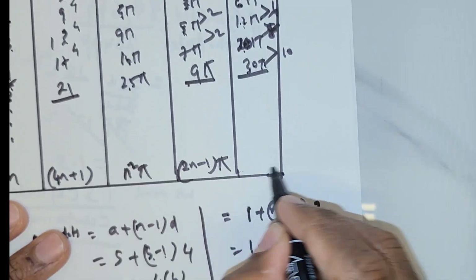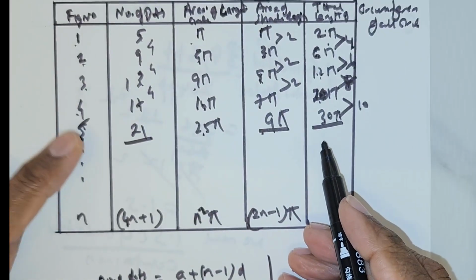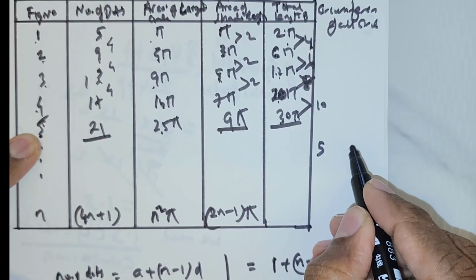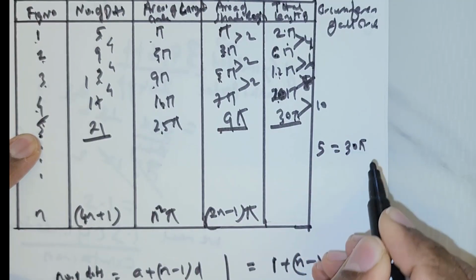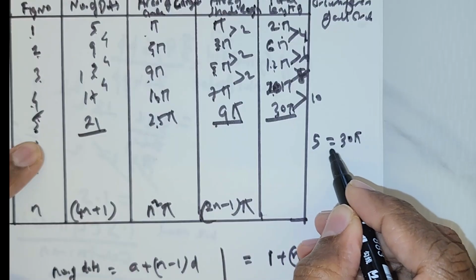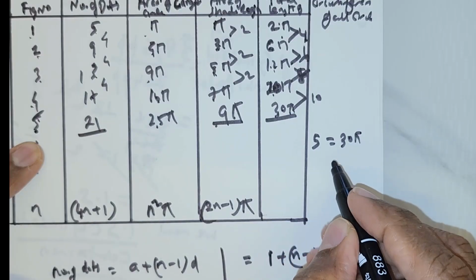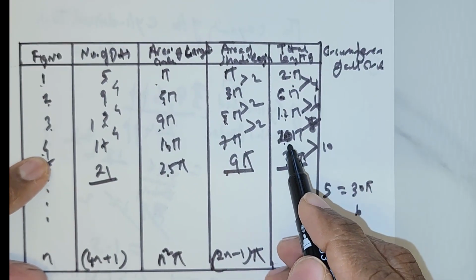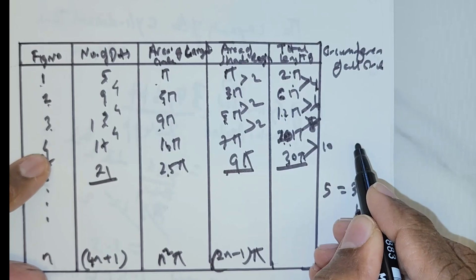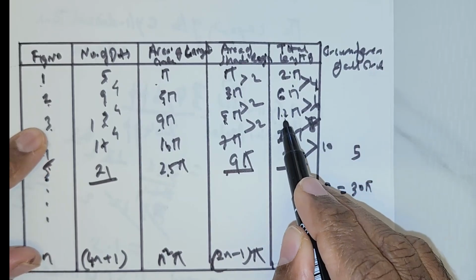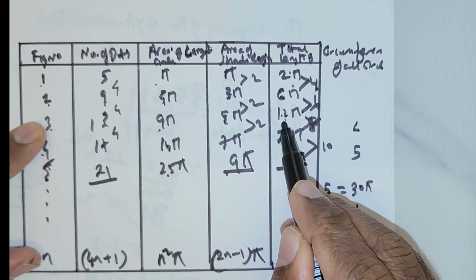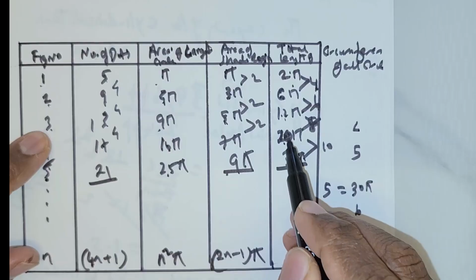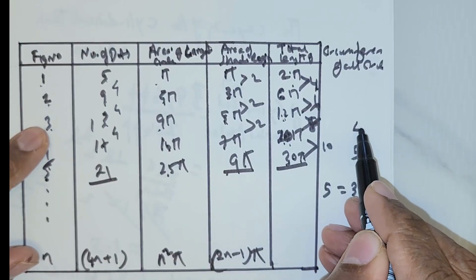Now the question is, how do we get the nth term? For getting the nth term, go to the serial number for the figure. Now when it is 5, we are getting a value of 30 pi. So find out how many times 30 can be divided by 5. Obviously it's going to be 6. Similarly, go and check for 4 and 20. How many times can 20 be divided by 4? 5. How many times can 12 be divided by 3? 4 times.